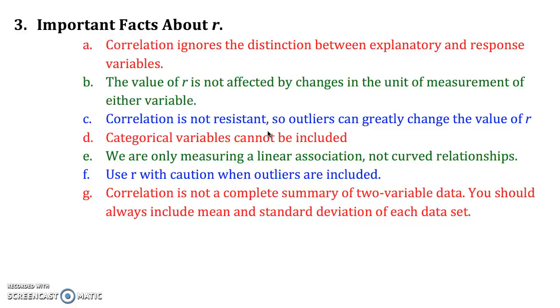Curved relationships won't hold up here. It's only linear. And when there are outliers, R can give us a skewed sense of what's going on. So sometimes we might report on it with the outlier and without it. And it's not a complete summary. So we always want to look at the mean and standard deviation of each data set.